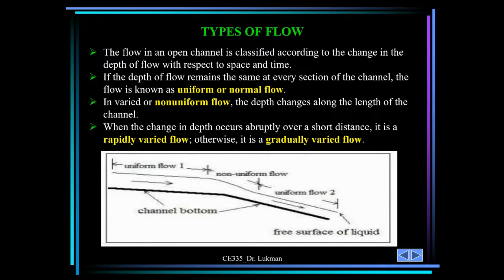Just imagine this. At section 1, you have uniform flow because the depth here is equal to the depth here. So also the velocity will be the same. But from here, maybe you have a hydraulic structure and also the channel slope has changed. So you have non-uniform flow in this region. Then downstream, you also have uniform flow because the depth here is the same throughout.